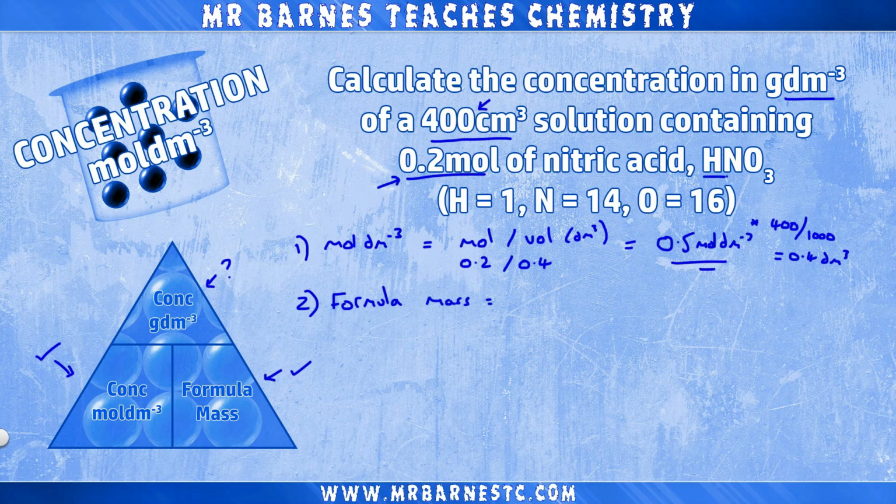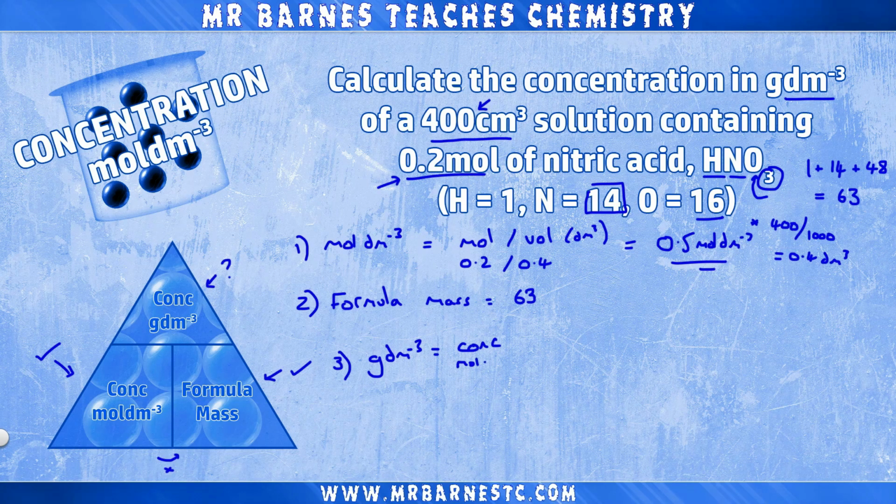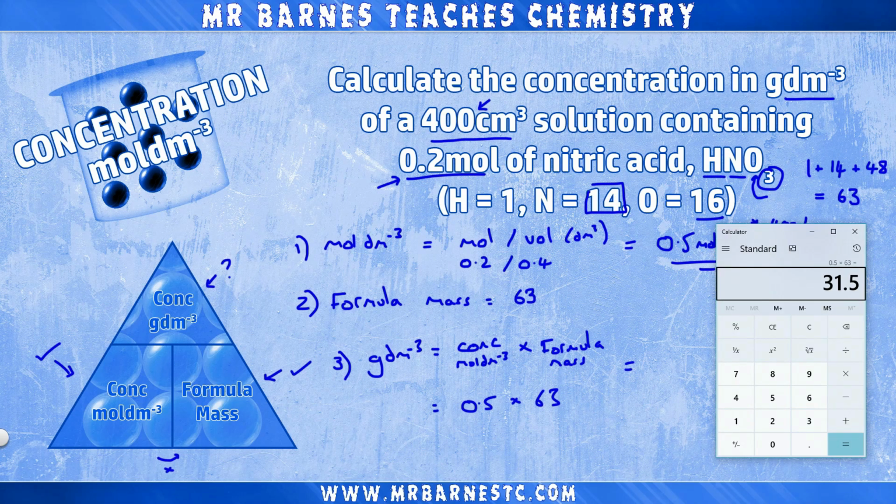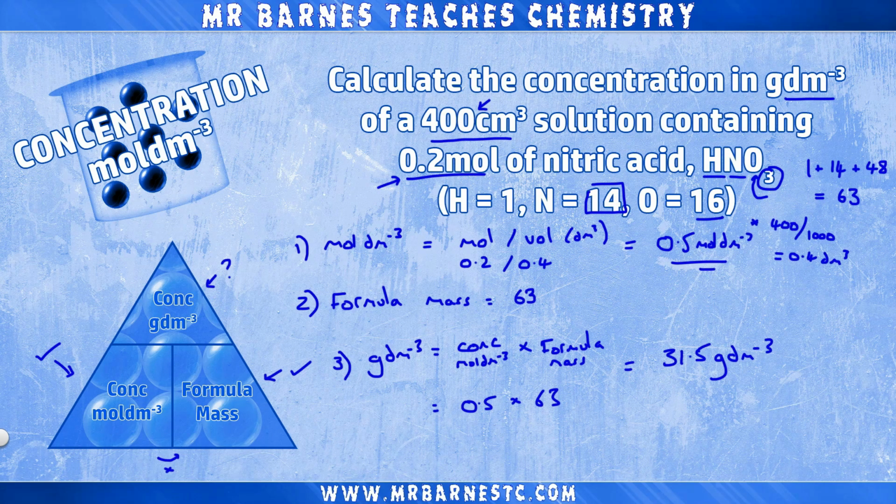Step 2, let's work out the formula mass. I have 1 hydrogen with a mass of 1, 1 nitrogen with a mass of 14, and 3 oxygens, so 3 times 16 is 48. Add that all together and I get a formula mass of 63. And then the final step, converting to grams per decimeter cubed, I take my concentration in moles per decimeter cubed and multiply it by the formula mass. So 0.5 times 63, which gives me an answer of 31.5 grams per decimeter cubed.